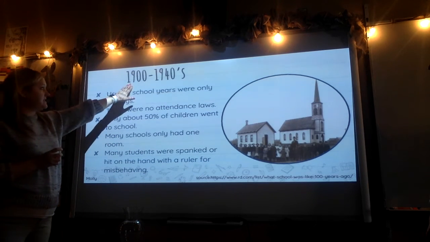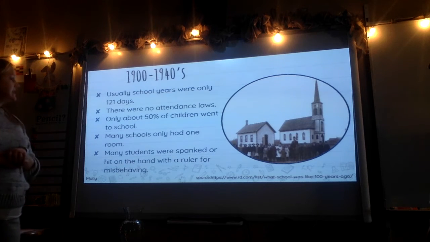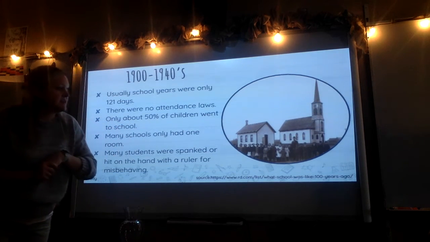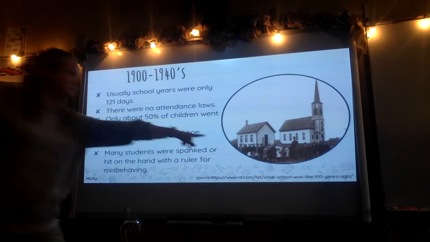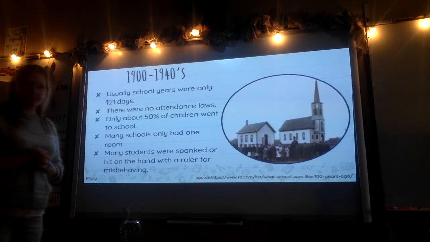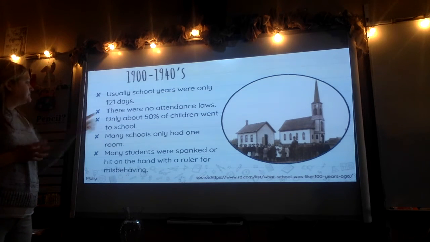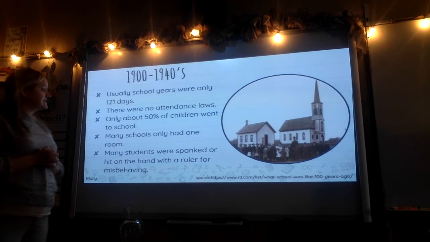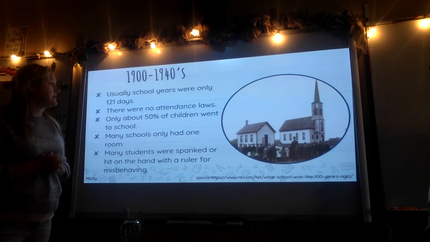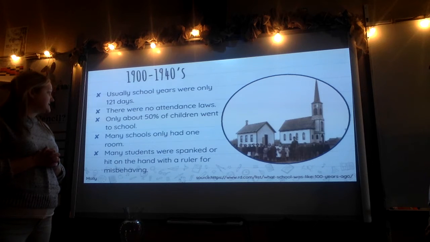I'm going to start off with the 1900s to the 1940s. Here's a picture of a group of students. You can tell that some of them are younger, and some of them are older, so they combined grades, and they usually had one-room schoolhouses. The school year usually consisted of only about 121 days. That's 60 days less than what we go now. There were no attendance laws.